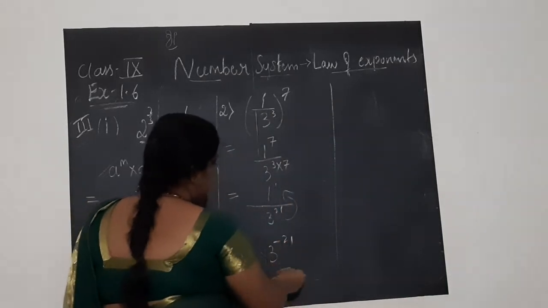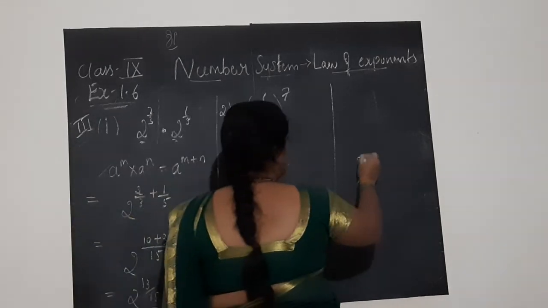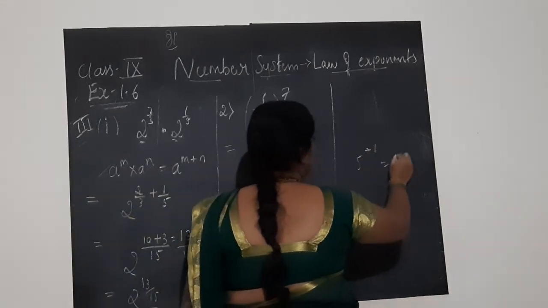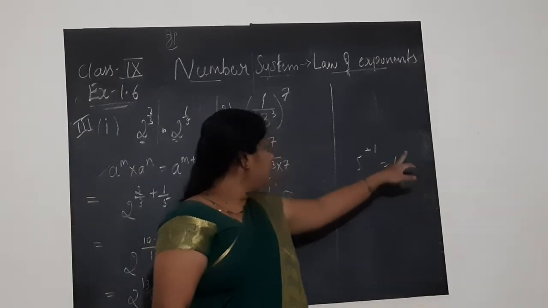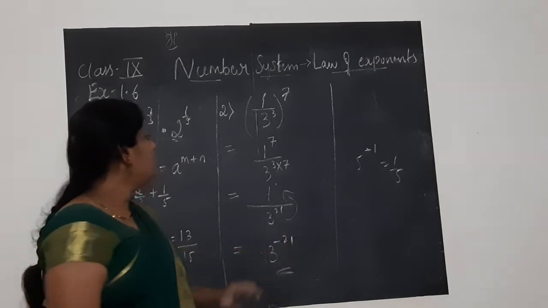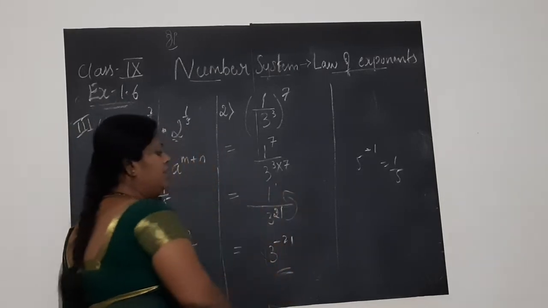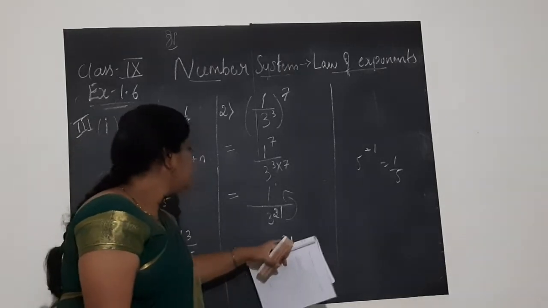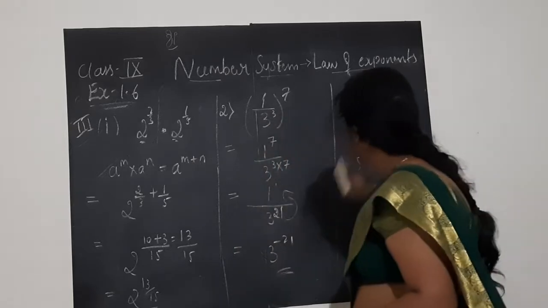If you take 3 to the numerator, children, it becomes 3 to the power minus 21. We saw in one problem we got 5 to the power minus 1, which we wrote as 1 by 5. Numerator 5 is there, if I take it to the denominator, it becomes minus. So 7 3s are 21 we got. If you take this 3 power 21 to the numerator, simply it becomes 3 power minus 21. This is about the second problem.